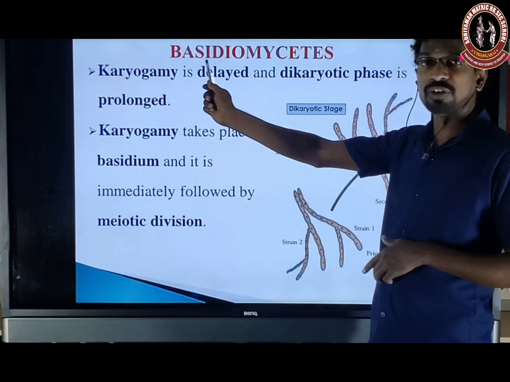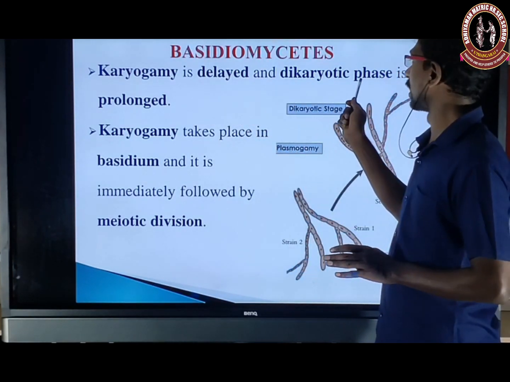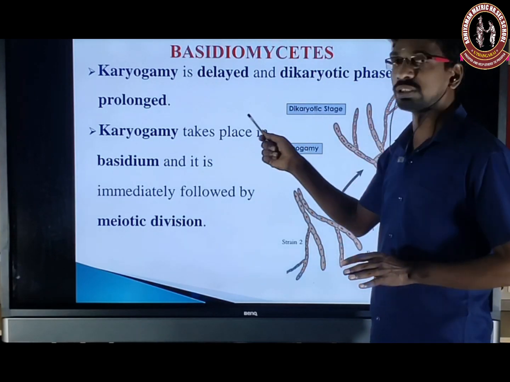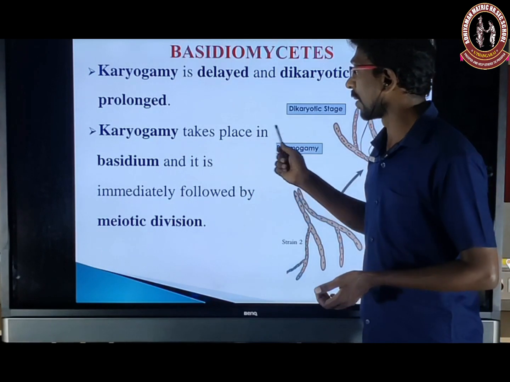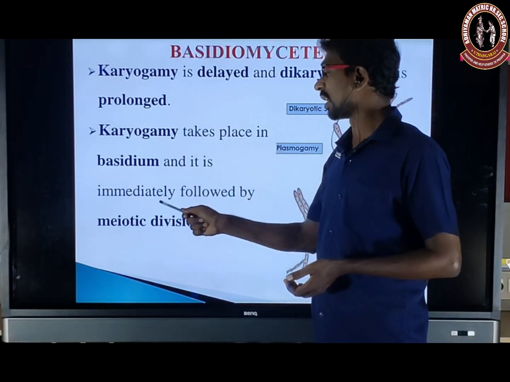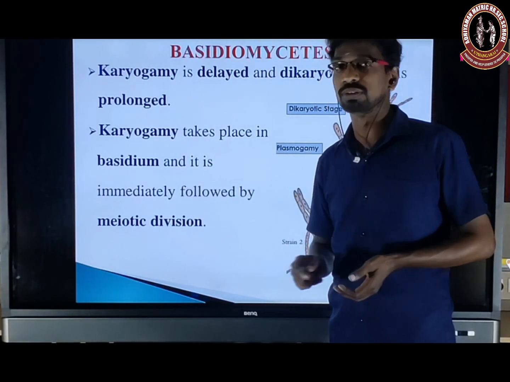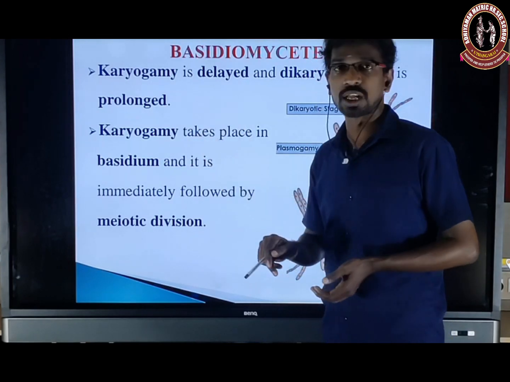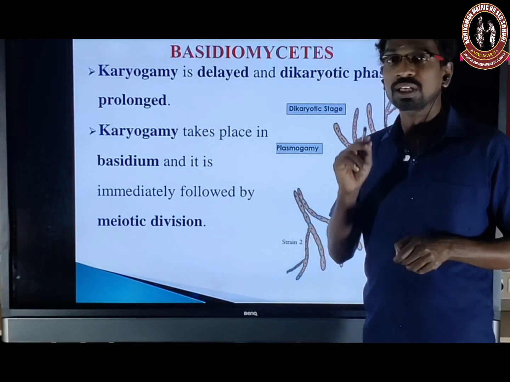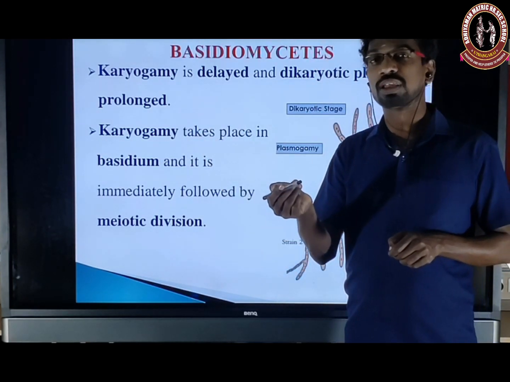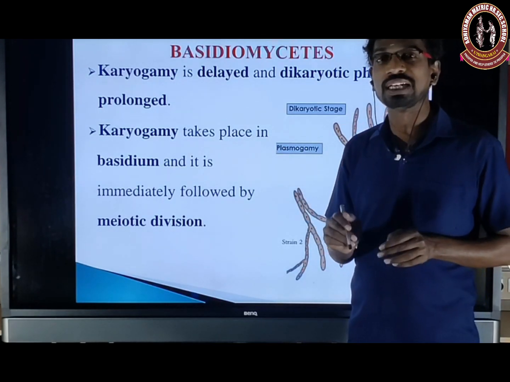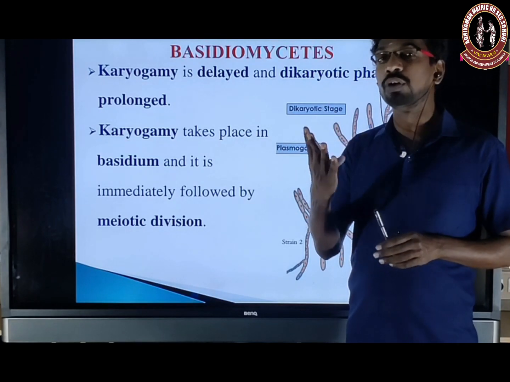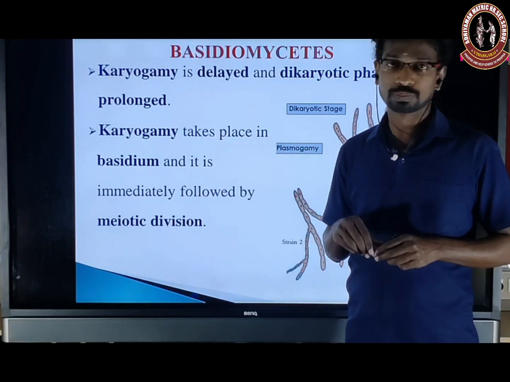Karyogamy is delayed. The fusion of nuclei is delayed. As a result, the dikaryotic nucleus stage is prolonged for several generations. Karyogamy takes place in the basidium and it's immediately followed by meiotic division. When karyogamy occurs, that is, fusion of nuclei occurs, a diploid zygote is formed. Now the diploid zygote undergoes meiotic division, and as a result four basidiospores are formed.